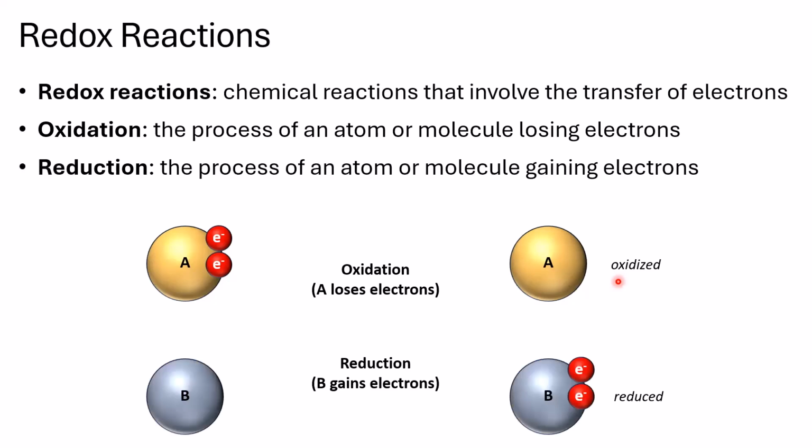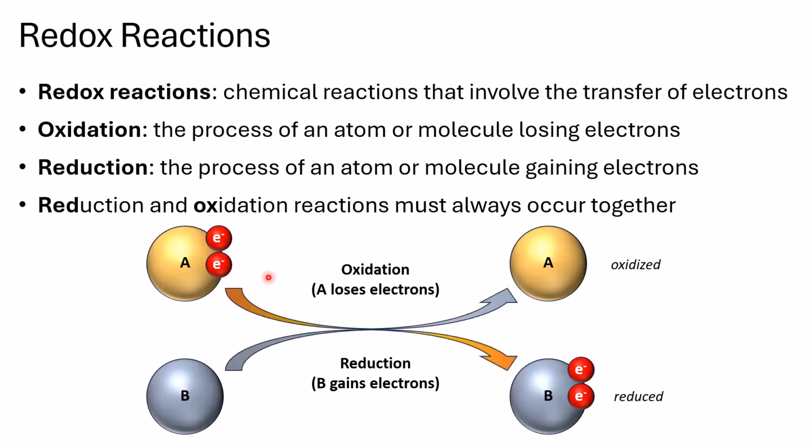Reduction is a reaction in which an atom or molecule gains electrons. It's called reduction because gaining an electron reduces the charge of the atom or molecule. In biology, this often occurs as a result of gaining hydrogens. Reduction and oxidation reactions must always occur together, which is why they're called redox reactions. When one atom or molecule loses an electron, there must be another atom or molecule that takes and gains an electron.